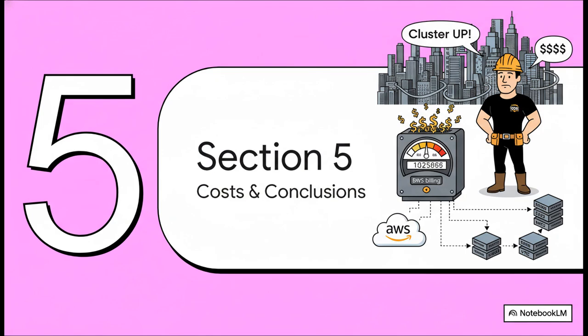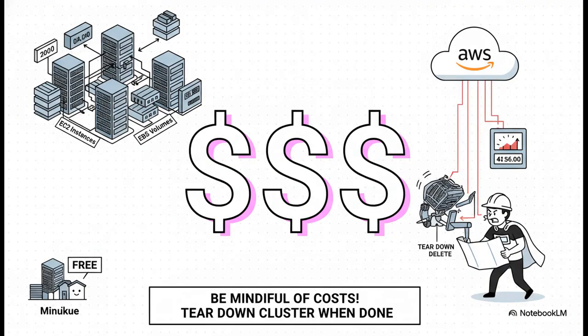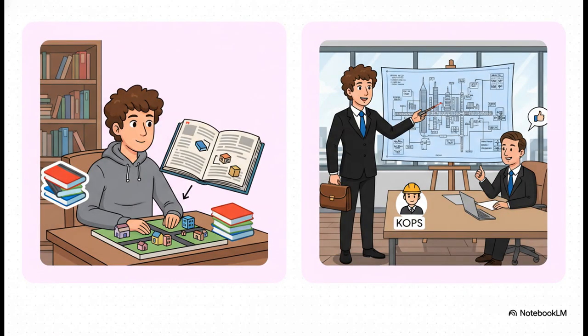But before we start celebrating, we have to talk about the most important real-world factor of them all, the cost. Seriously, I cannot stress this enough. This is not Minikube running on your laptop for free. KOPS is creating real infrastructure in the cloud. Those EC2 instances, those storage volumes, you get a bill for every single one of them. So when you're just playing around, please be mindful of the cost and always tear down your cluster when you're finished.